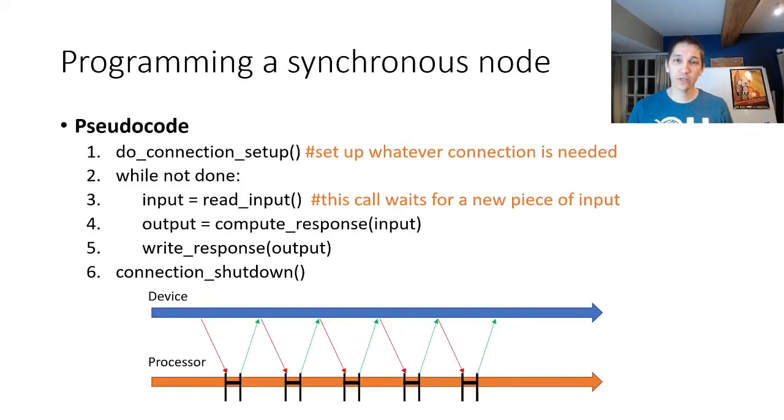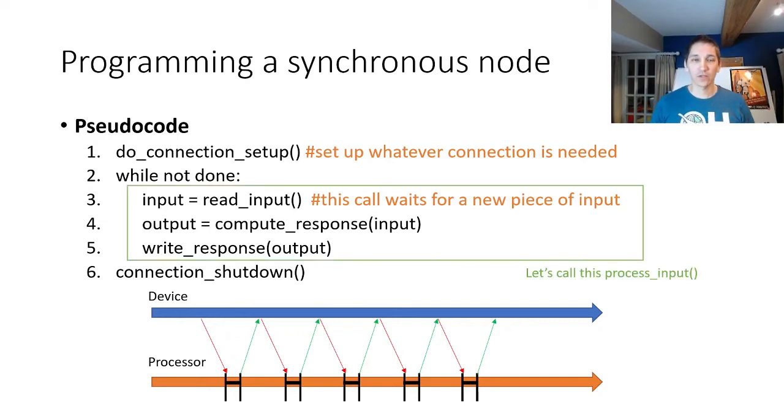So for a synchronous program, the general pseudocode is as follows. We're going to first set up a connection, and then we're going to start a loop. This loop is going to have a very fixed form. We're going to read the input, compute the response to the input, and then write the response to some communication channel. Finally, when we're done, we can shut down the communication. All the stuff inside this block here, we're just going to call process input. So basically, this is just a while loop. It's going to then process the input.